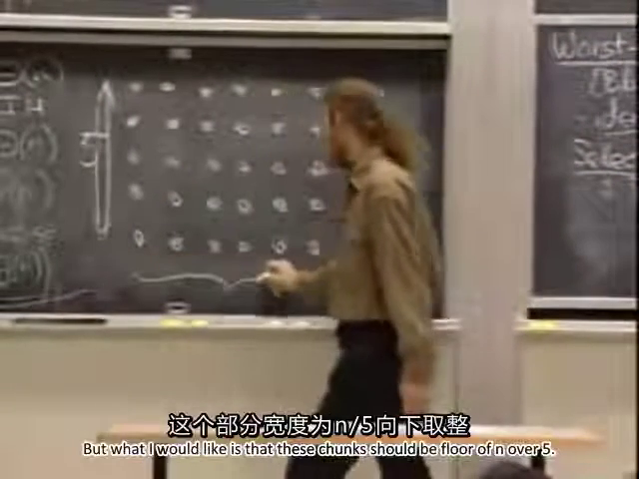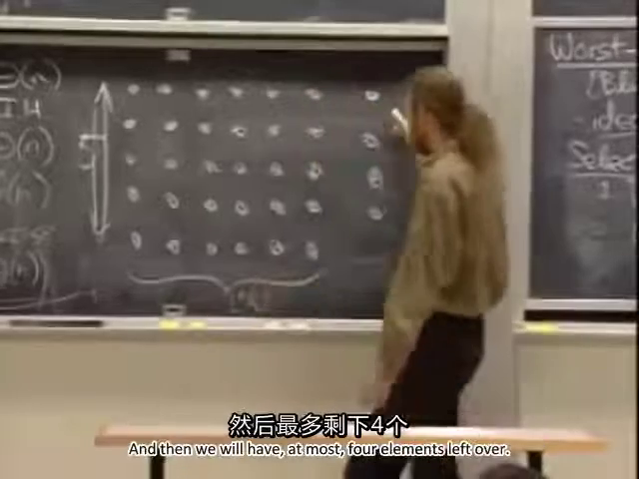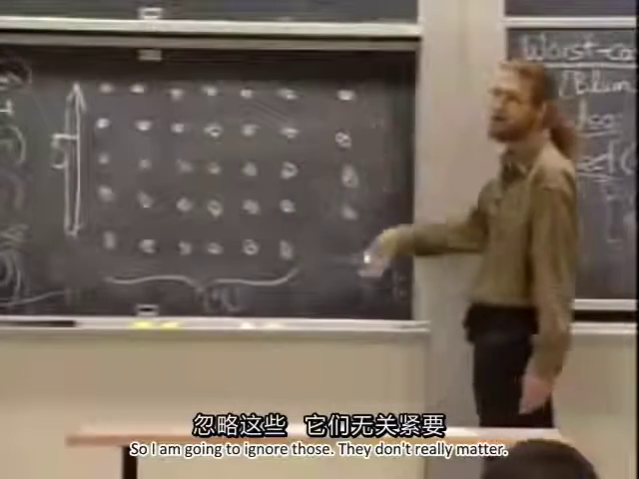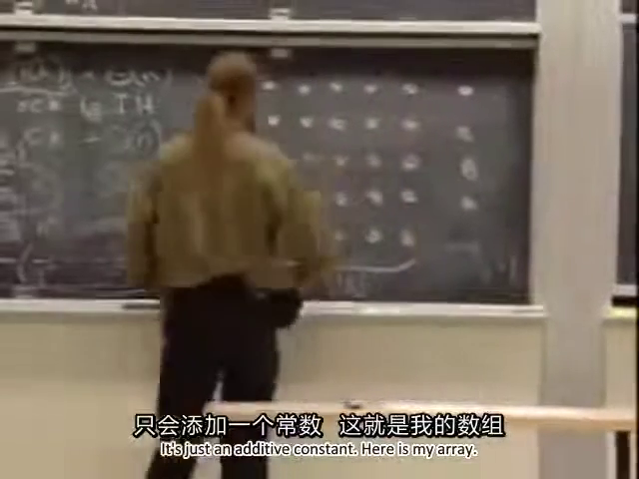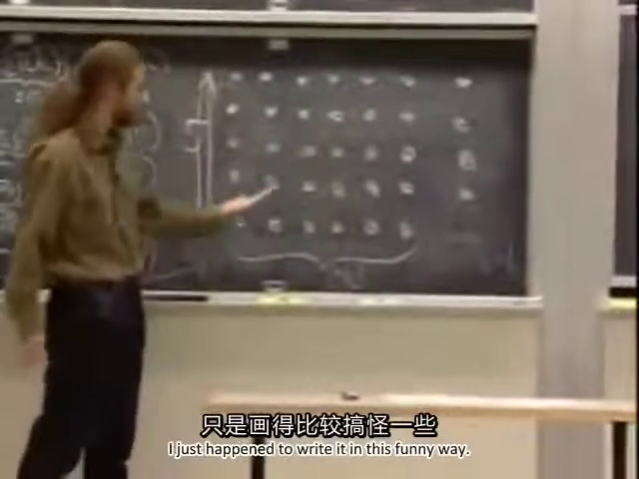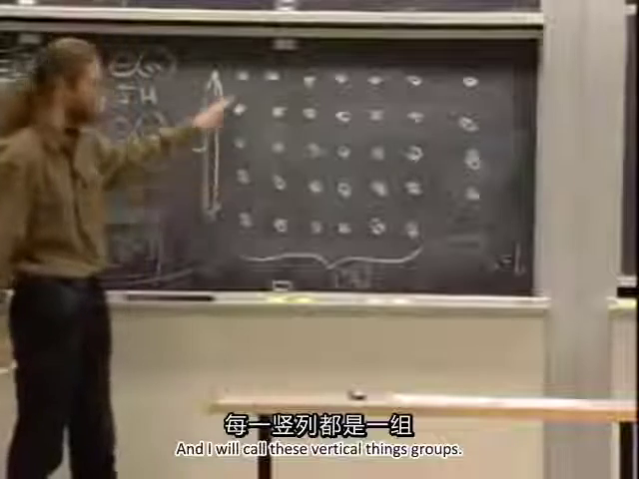But what I'd like is that these chunks should be floor of n over 5, and then we'll have at most 4 elements left over. So I'm going to ignore those. They don't really matter. It's just an additive constant. So here's my array. I just happen to write it in this funny way. And I'll call these vertical things groups.